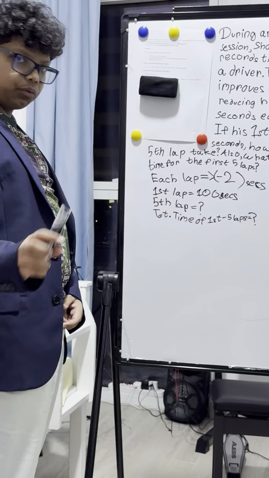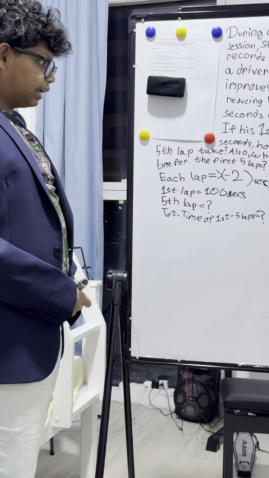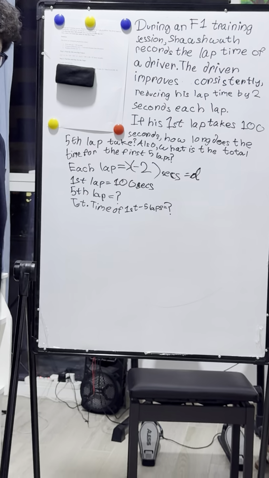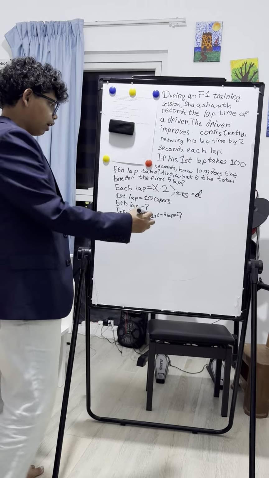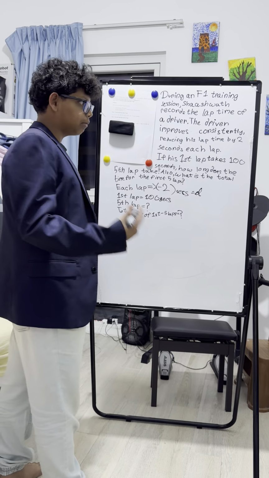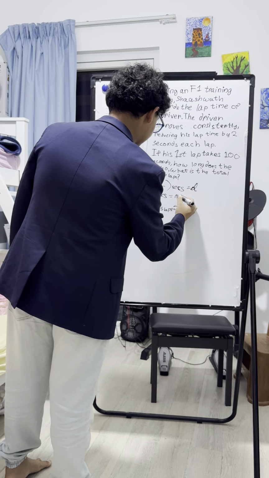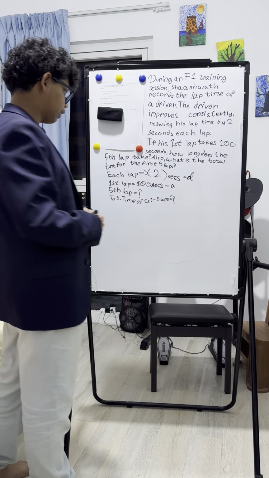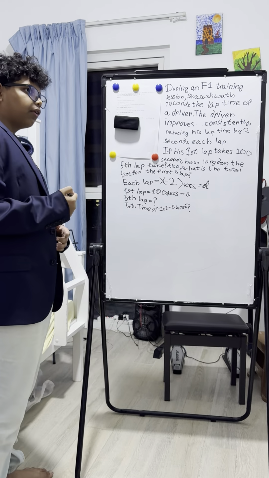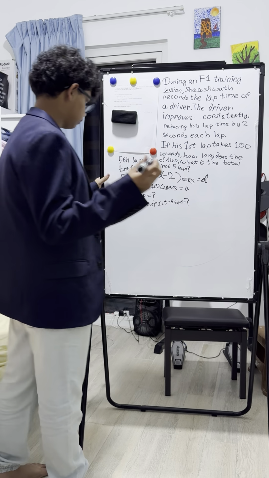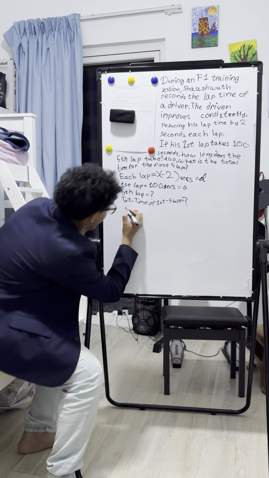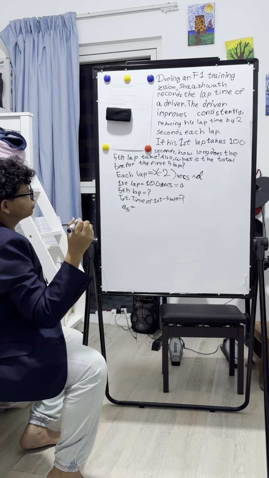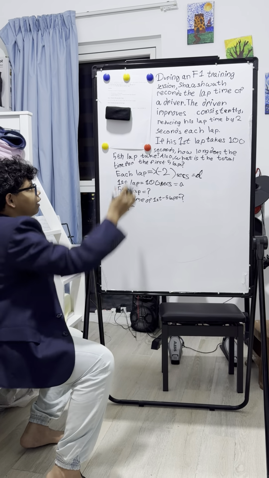But now what do we do with this data? We can consider this as d, the common difference, because for each lap, it's reducing by 2 seconds. And the first lap, since it's the first one, is the first number, which is equal to a. So now we have to find the value of the 5th lap.